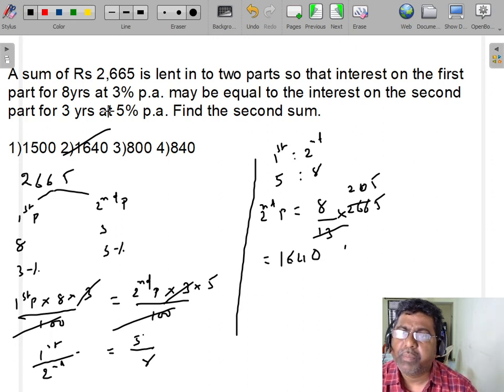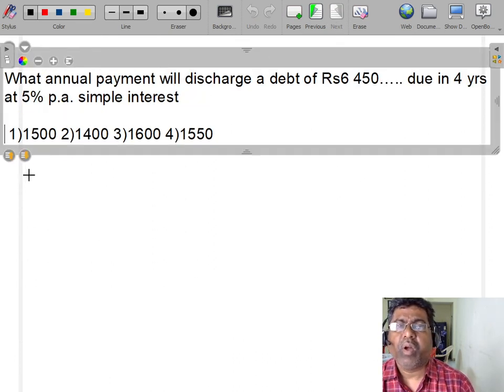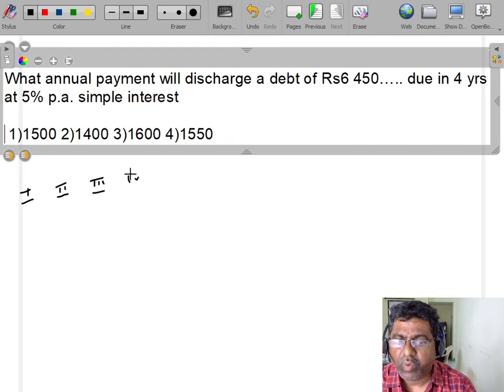These are all basic problems. They will be useful in all examinations. Don't forget all these. We can go for the last problem. What annual payment will discharge a debt of rupees 61450 due in 4 years at 5% per annum simple interest? So he has to find the payment in 4 years, meaning first installment, second installment, third installment, fourth installment.